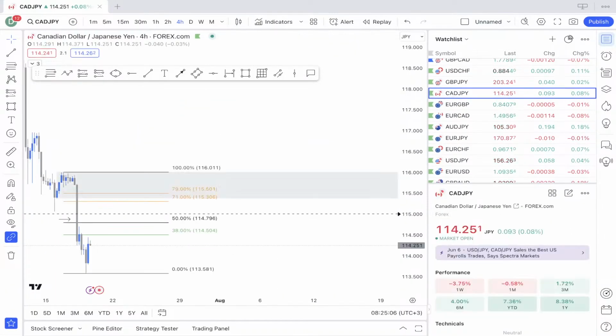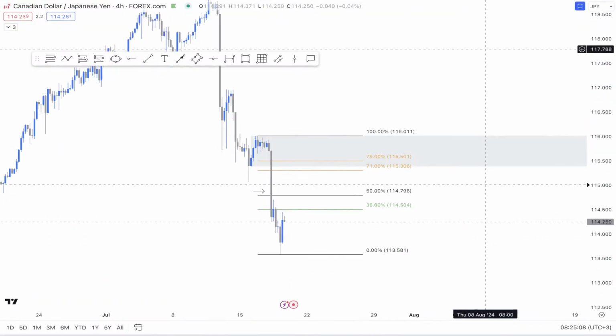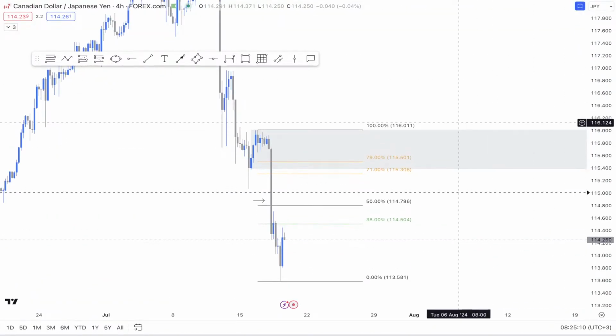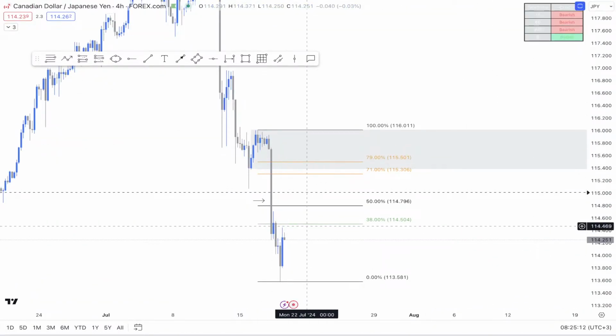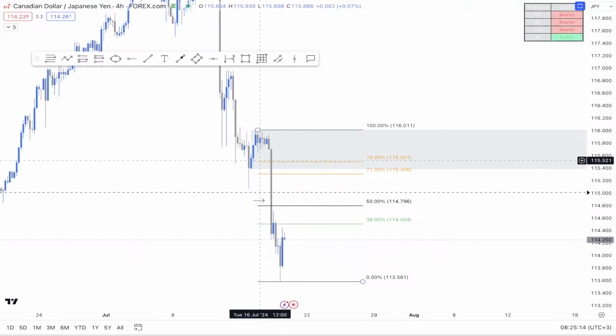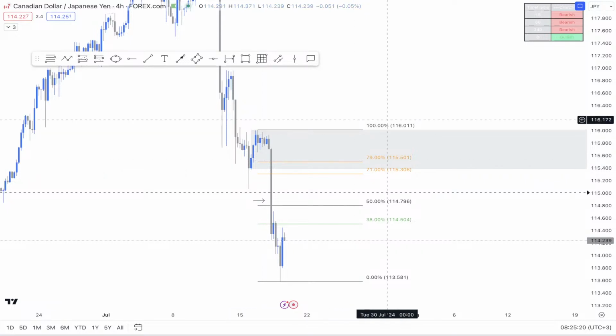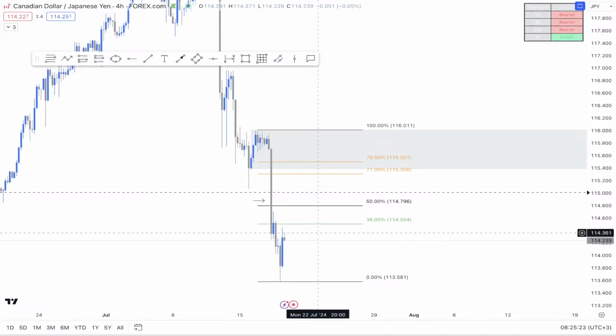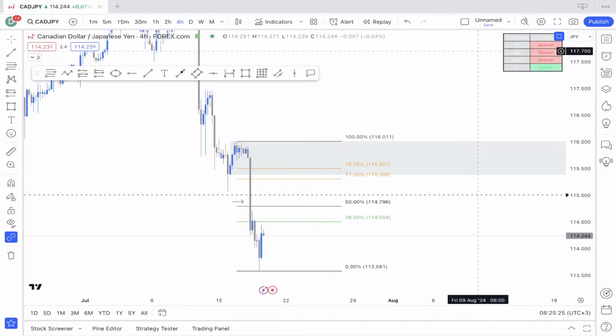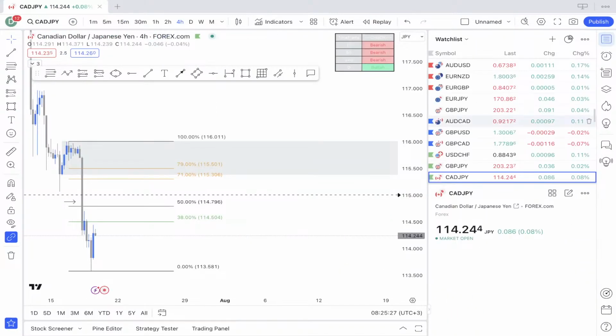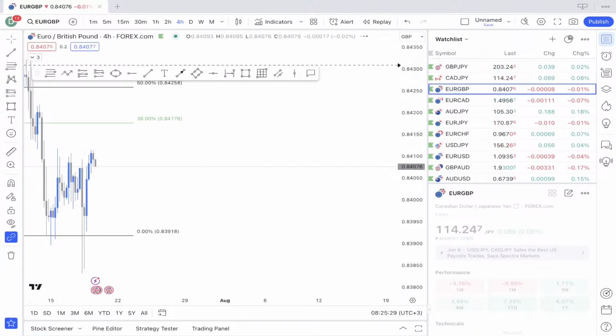On CAD JPY, we have a very similar setup, a very aggressive break towards the downside that left imbalance behind. We have this unmitigated order block lining up with the area of interest. The 4 hour is bearish on the trader graph as well. And finally, we now need to wait for a corrective pullback towards our fire zone.